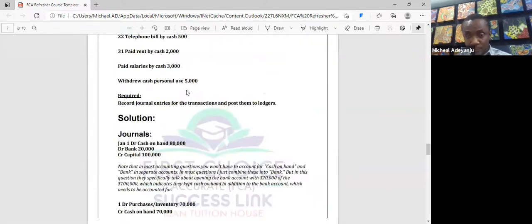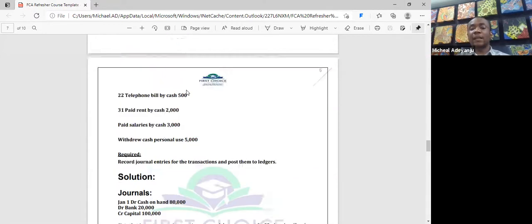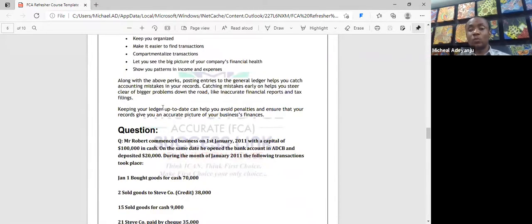So remember, the first one was that he started a business with how much? With 100,000 naira. But how did he do the 100,000 naira? He said he transferred 20,000 naira to the bank. Then he should be having an amount of 80,000 naira cash with him, making 100,000 naira, right?